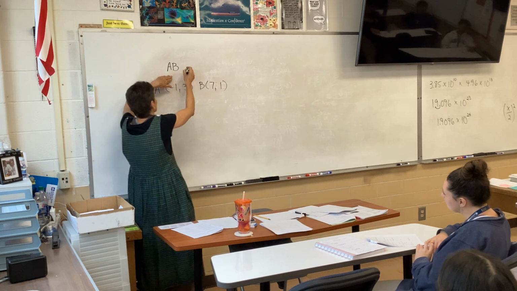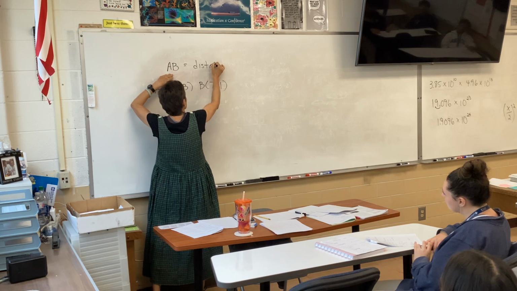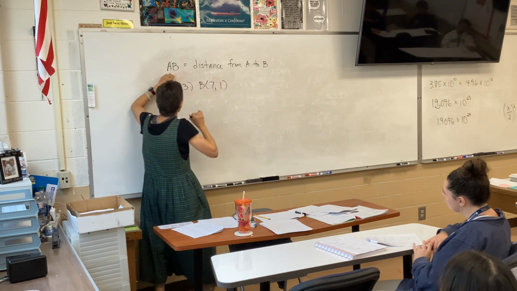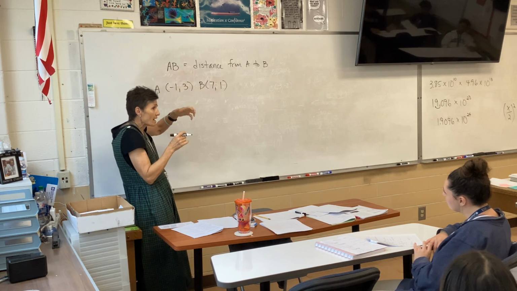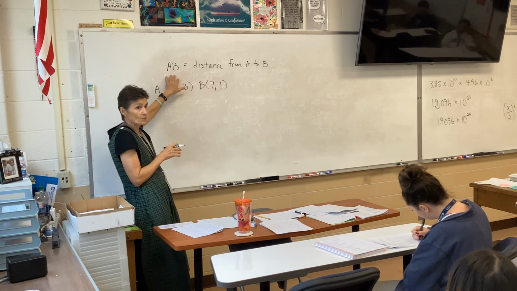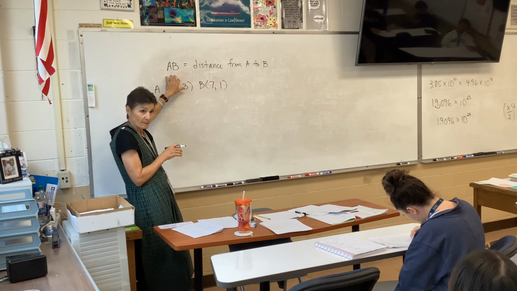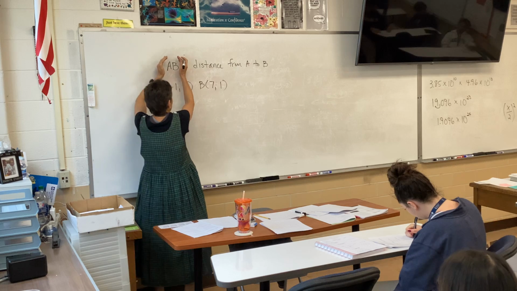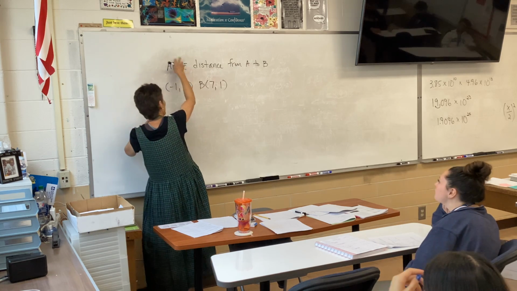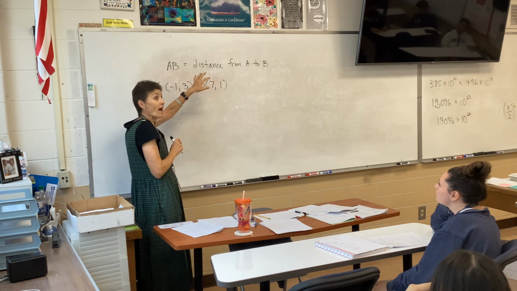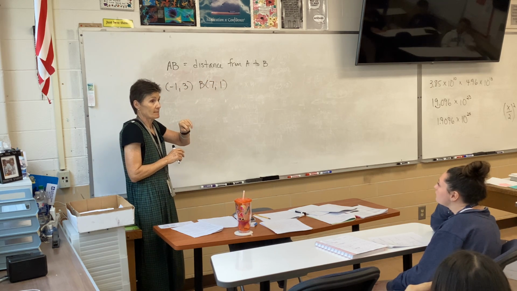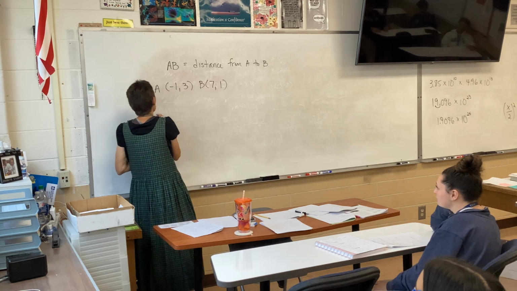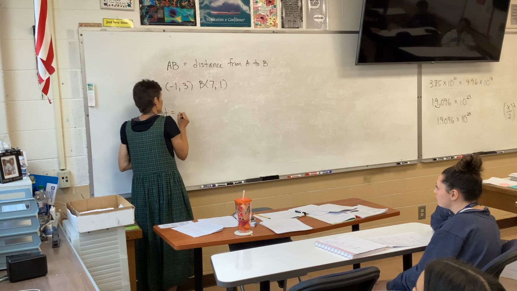Now, this means the distance from A to B. So the directions don't say find the distance. The directions say find AB. That means find the distance. So you need to remember that this, with nothing around it, over it, below it, just a plain AB, indicates find the distance.